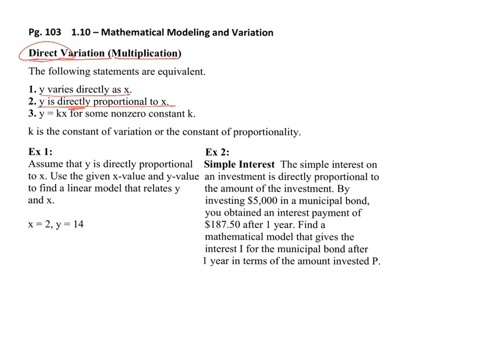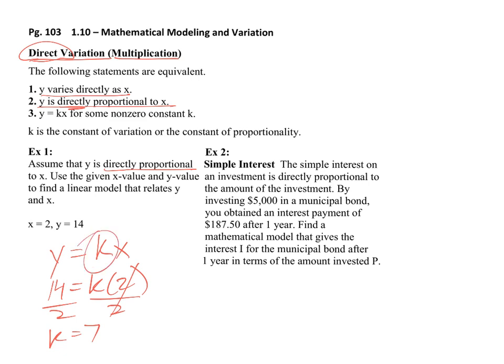All right, so for example 1, assume that y is directly proportional to x. Use the given x value and y value to find a linear model that relates y and x. All right, so y is equal to kx. It just means that you're multiplying these values. K represents a constant. Now they give me values for x and y, so I plug those in. And I could solve for my k, which is 7. So plugging it back in to what I originally had up here, I get y equals 7x. And that's all there is to it.